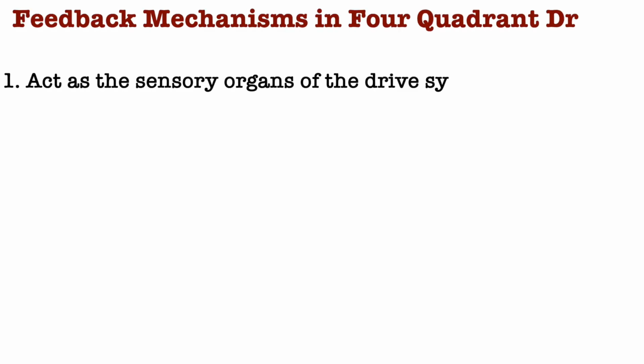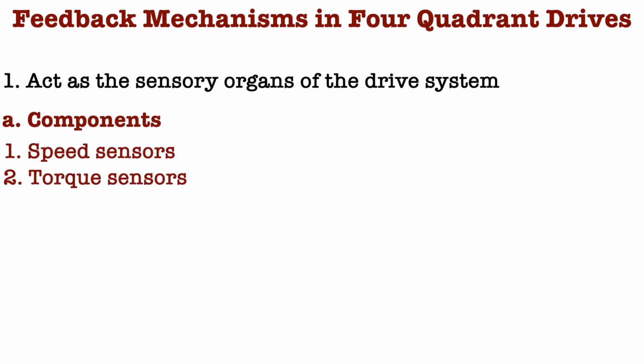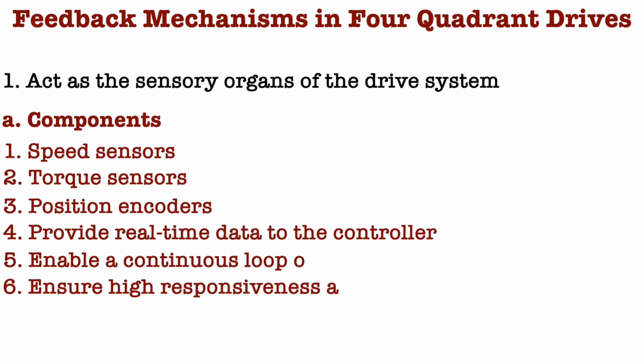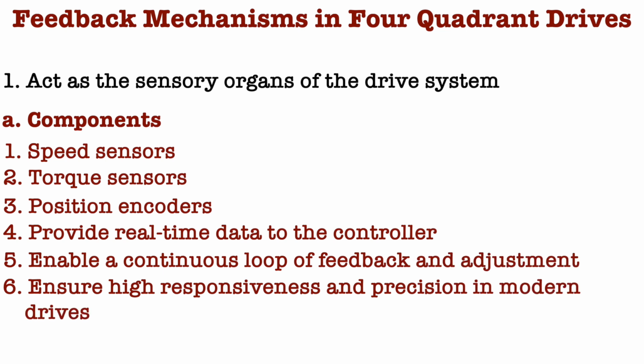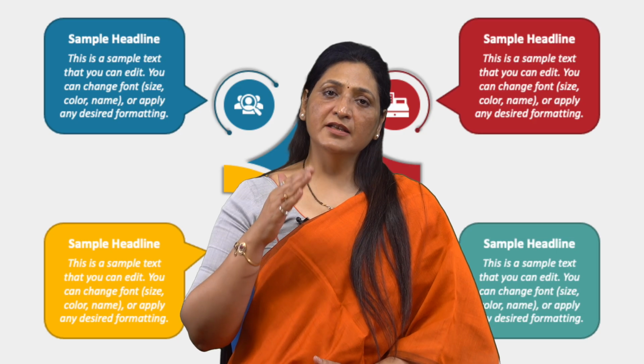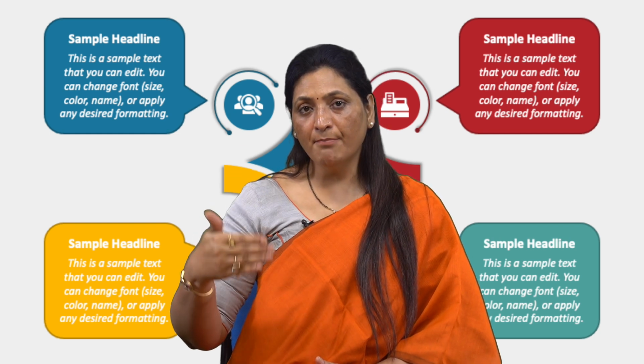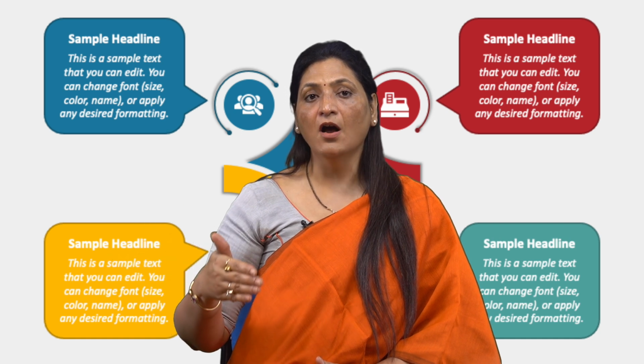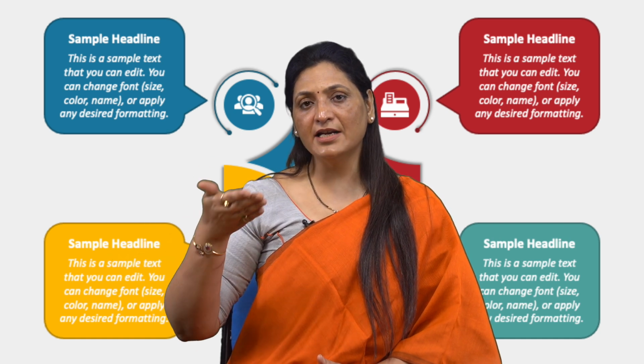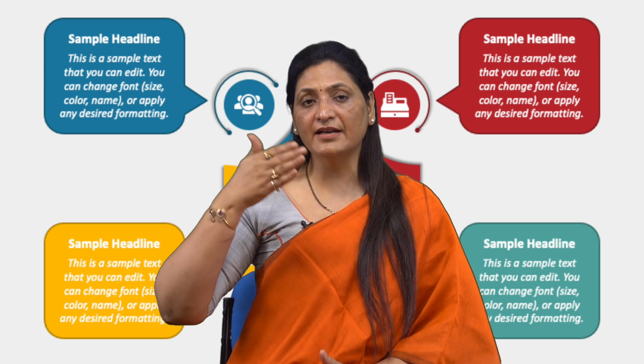Finally, the feedback mechanisms. These components are the sensory organs of the drive system, whether it's speed sensors, torque sensors or position encoders. Feedback mechanisms provide the necessary data to the controller. This continuous loop of feedback and adjustment is what makes modern drives incredibly responsive and precise. This is the reason a vehicle can efficiently convert kinetic energy back to electrical energy during braking, or why a robotic arm can adjust its motion instantly to correct errors.